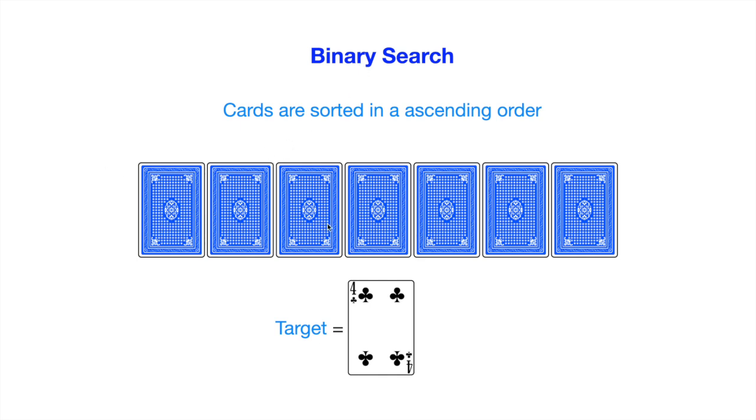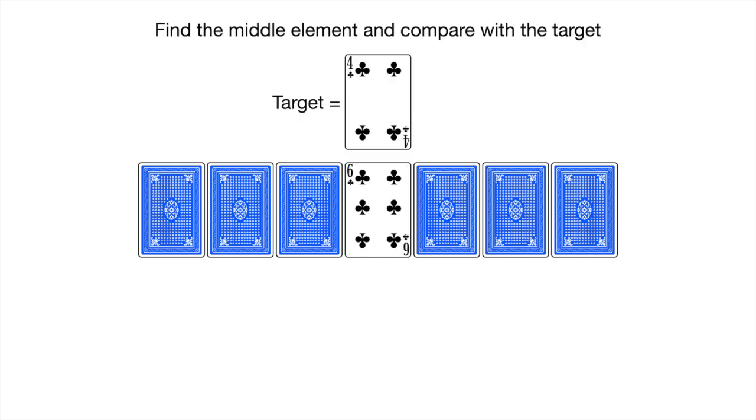Let's consider the same example of cards again, but this time these cards will be placed in a sorted order. Let's say we want to find this card having 4 in this list of cards. This may or may not be present in the list of cards. Let's see how binary search works for this example. In binary search, we find the middle element first and compare it with the target.